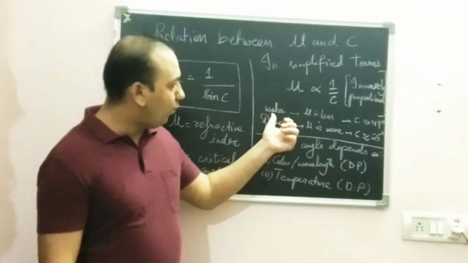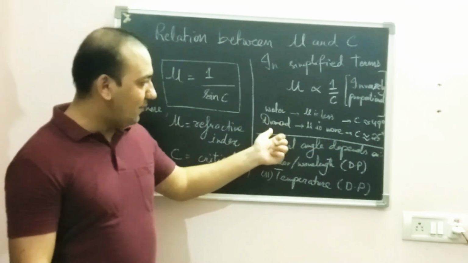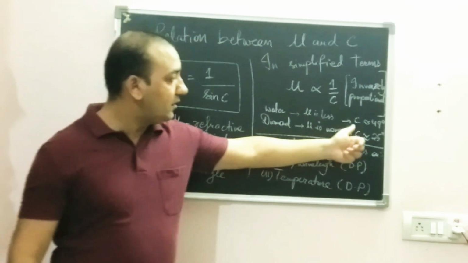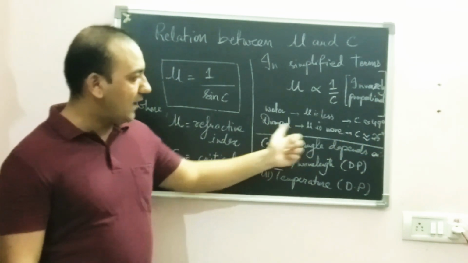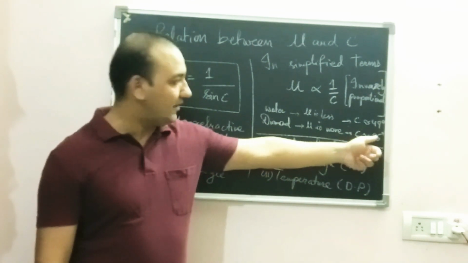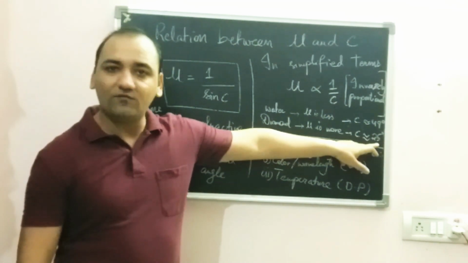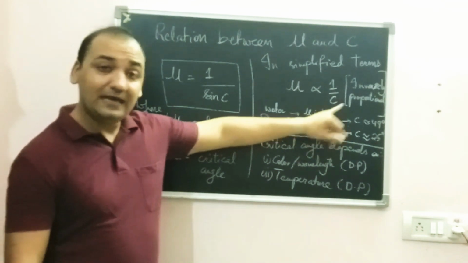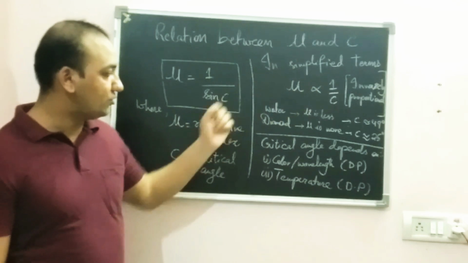So if you see here, water, in which mu is less because it is less dense. Diamond, mu is more because it is more dense. Critical angle of water is approximately 49 degrees, and for diamond, critical angle is approximately 25 degrees. So if you can see the difference, the one which is more dense has a lesser value of critical angle, and the one which is less dense has a greater value of critical angle. So I hope you understood that they're inversely proportional.